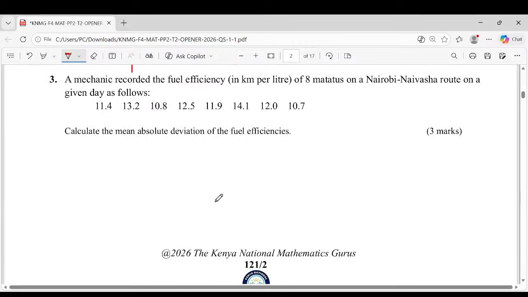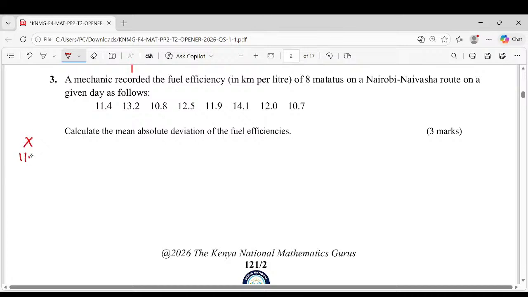Question number 3. We are now going very well to question number 3. A mechanic recorded the fuel efficiency in kilometers of 8 matatus on a Nairobi-Naivasha highway on a given day as follows. Let me arrange them in vertical manner. This can be my data x.